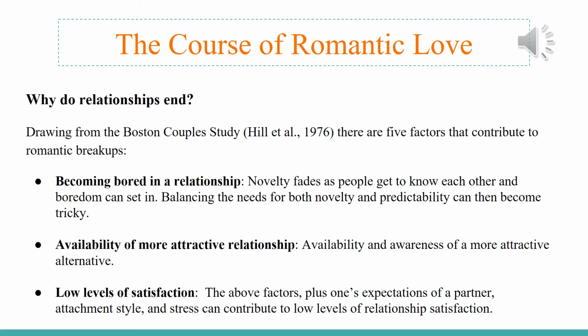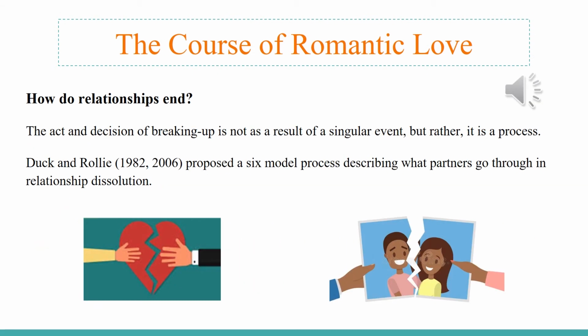Number 4. Availability of a more attractive relationship. The availability and awareness of a more attractive alternative can lead to a breakup. Number 5. Low levels of satisfaction. Your expectation of your partner, your attachment style, stress, and the above mentioned factors all contribute to low levels of relationship satisfaction. Now we look at how relationships end. The act and decision of breaking up is not a result of a singular event, but rather it is a process.